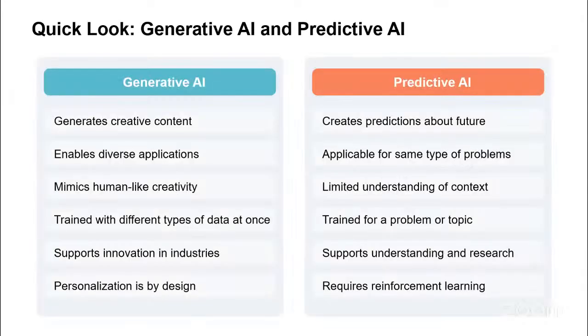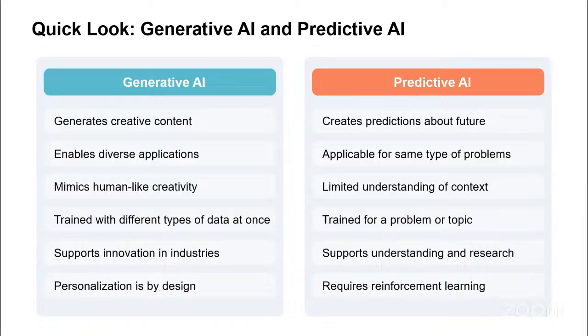So what is the difference between Gen AI and predictive AI? Gen AI creates content, predictive AI actually predicts the future, right? Gen AI can create with human-like creativity. They can be trained with different types of data. They can support innovation in different industries. They are like a research engine, right? Given what we know, it can try to predict what we don't know.